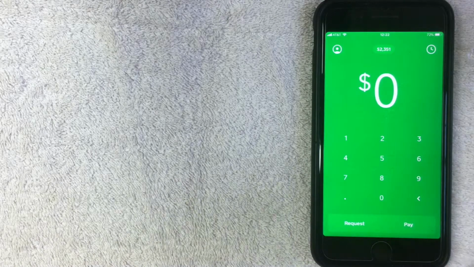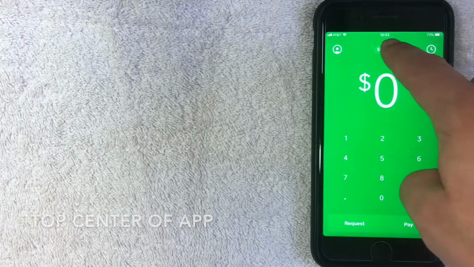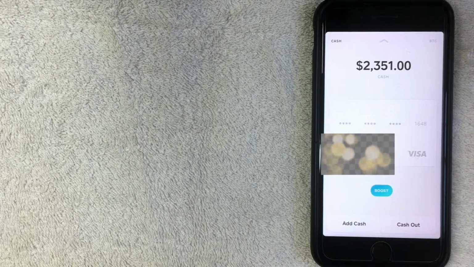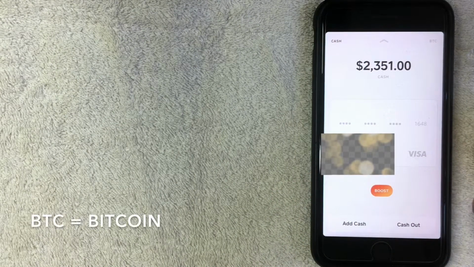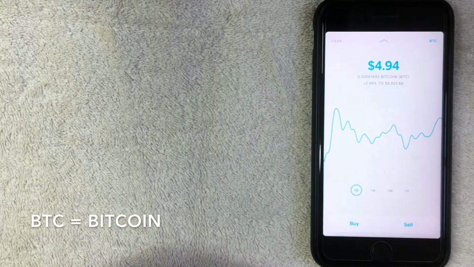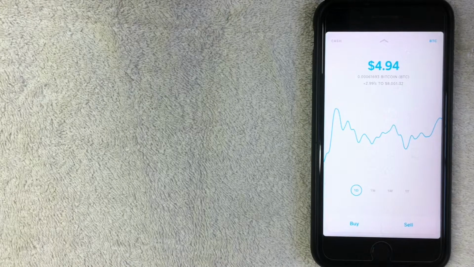And how you do that is go ahead and click on the balance that you have in your Cash App, which is this top button right here in the middle. All right, so then once you're here, you can see there's two options on the top, cash and Bitcoin. And what you want to do is click the top right for BTC, which is Bitcoin. All right, so here we are in the Bitcoin portion of the Cash App, and this is how you access the charts for Bitcoin prices.